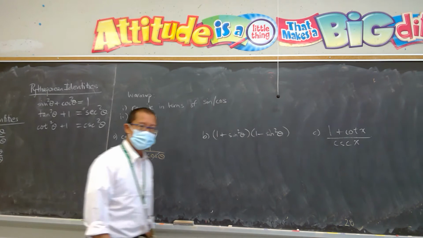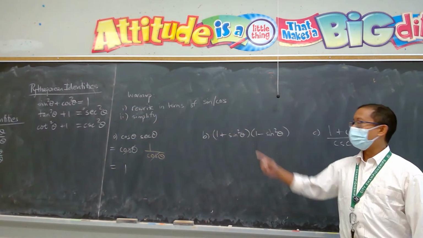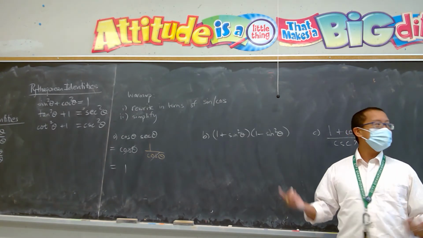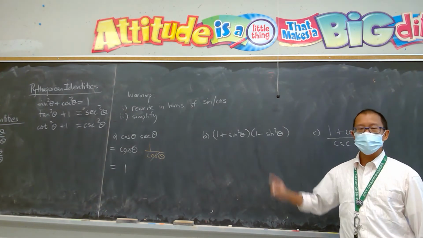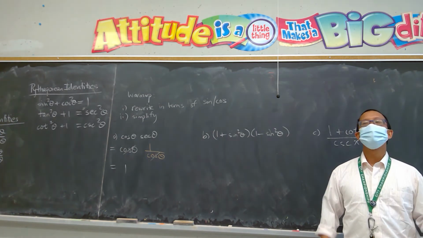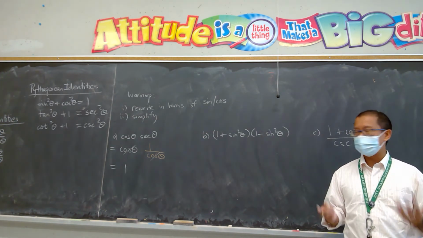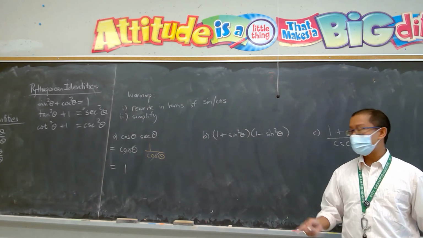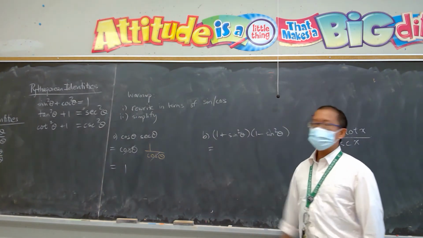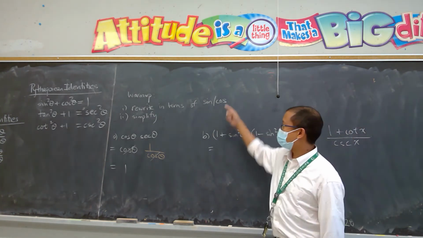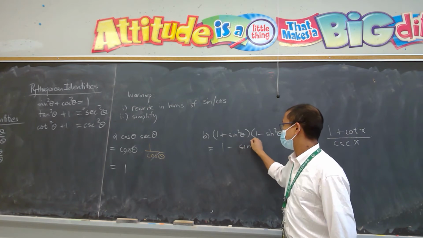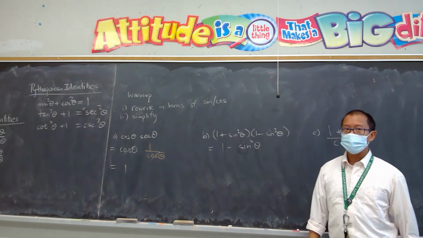Question B, it says 1 plus sine squared theta times 1 minus sine squared theta. I think for the class here, you can already tell this question looks like the difference of squares. So notice there's some algebra here, expanding and factoring. But in this particular case, this is actually a difference of squares. So I'm not going to change the ones. I'm actually just going to ignore this first step. And we get 1 minus sine squared theta.